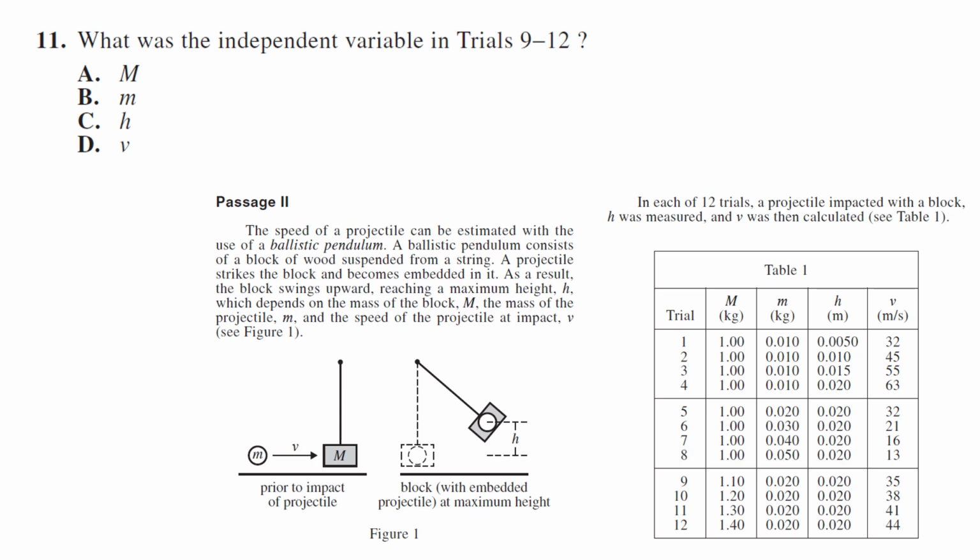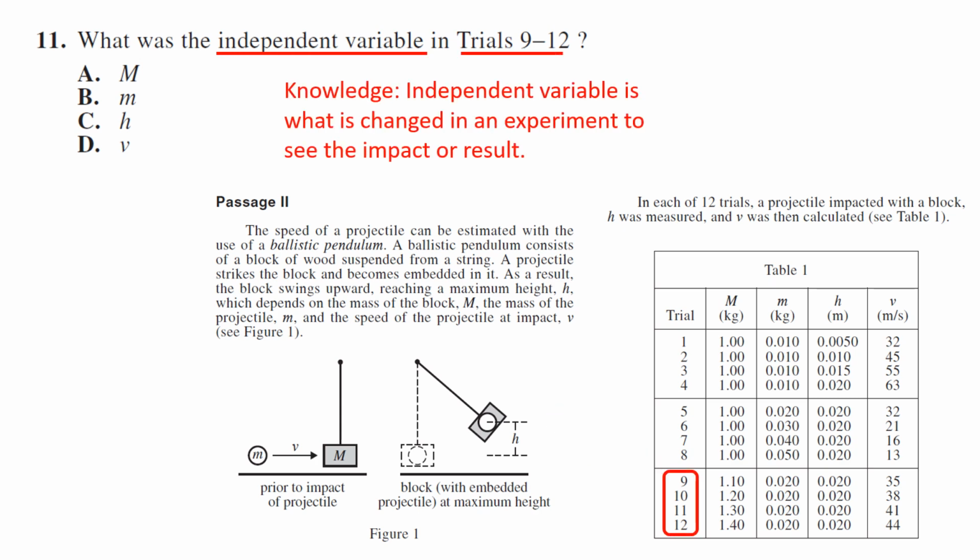What is the independent variable in trials 9 through 12? So we have trials 9 to 12. A little bit of knowledge here. The independent variable is the thing that is changed. So you might be changing the temperature to see the result of the effective temperature.